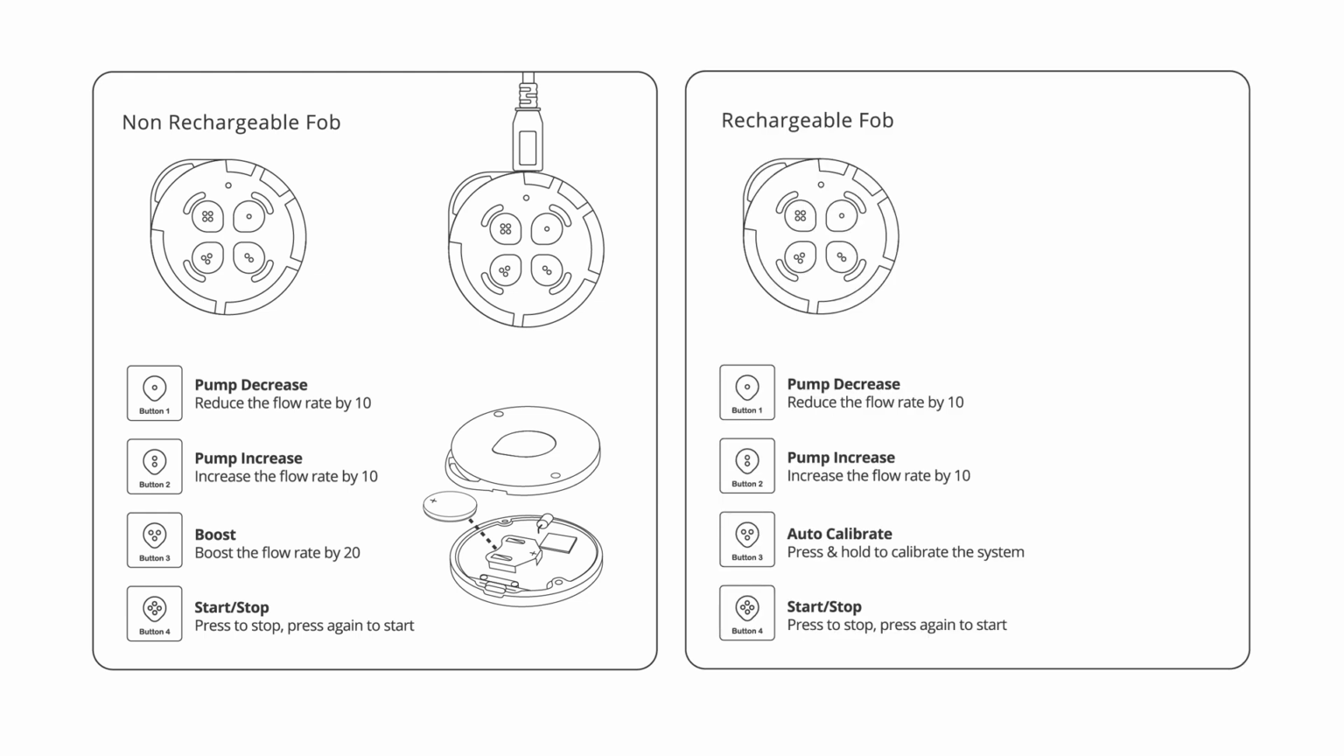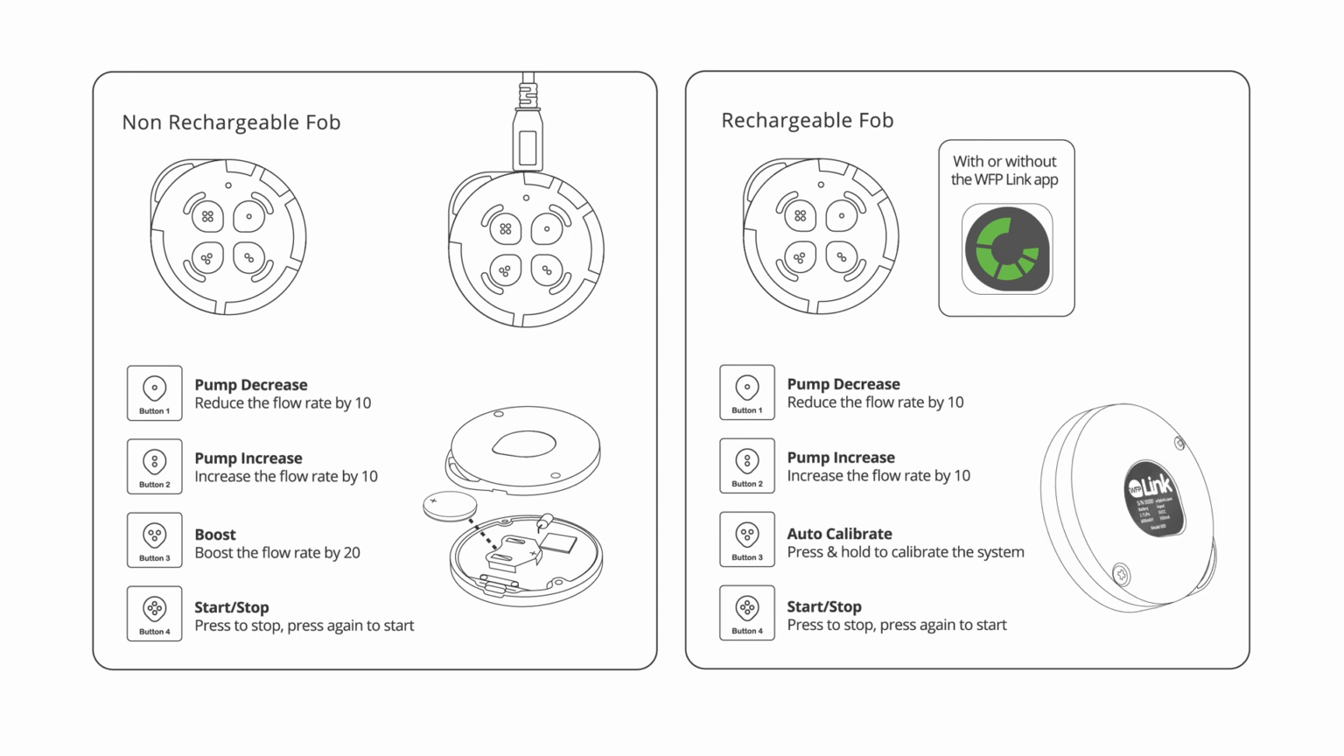The next model is the rechargeable fob. This model has two options. One is not app-enabled and has set button functions, and the other is app-enabled and has configurable button functions. The model can be identified by the code on the back label. See the code table on our website.